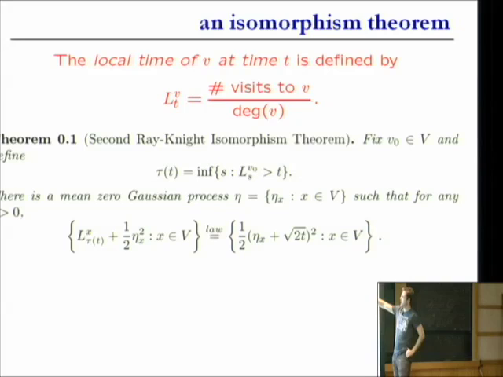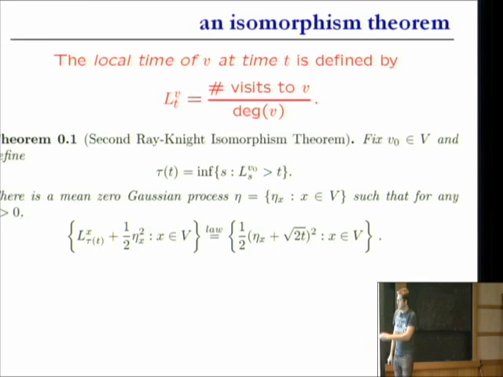So you start a random walk at V0, and then you're going to wait until, this is like an inverse time, you've visited V0 t times. That's what this tau is. Tau of t is the random time at which you visited V0 t times. Okay. So the claim is that there is a mean zero Gaussian process such that these two families of random variables have exactly the same law.